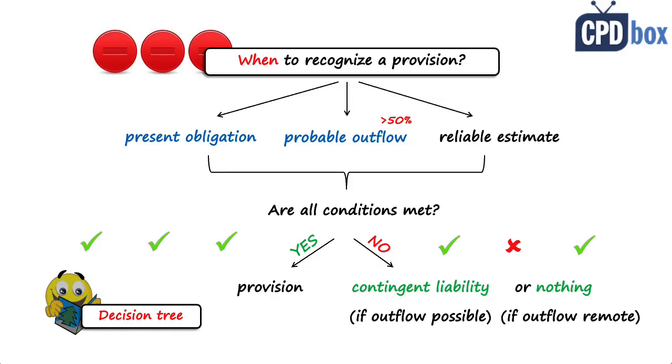Here, in order to decide whether to recognize a provision or to disclose a contingent liability or even to do nothing, the standard IAS 37 gives us a decision tree, and if you're interested, you can also check that out in our complex course, the IFRS Kit.